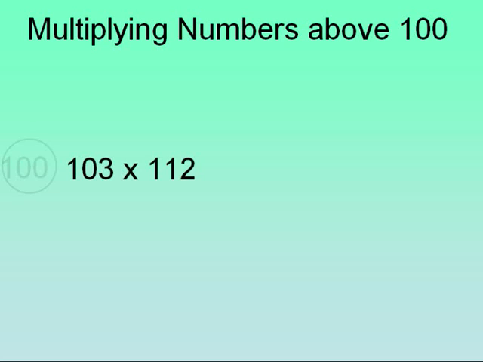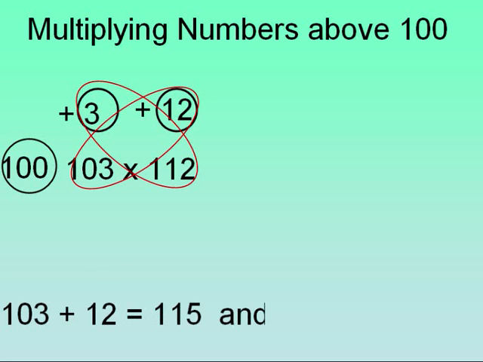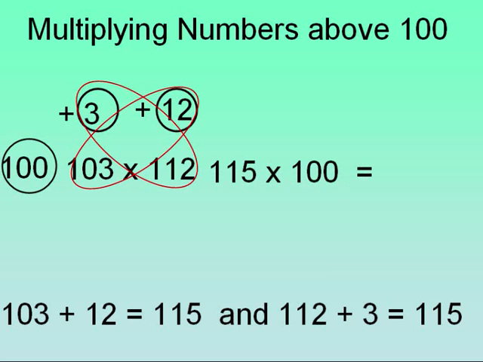103 by 112. Write the reference number of 100. Draw the circles above. Add 3 and 12 respectively. Add on the diagonal, and that gives us 115 in both cases. We use that 115 to multiply by the reference number of 100, which gives us 11500. Just add the two zeros to the 115 and you've got the first bit.